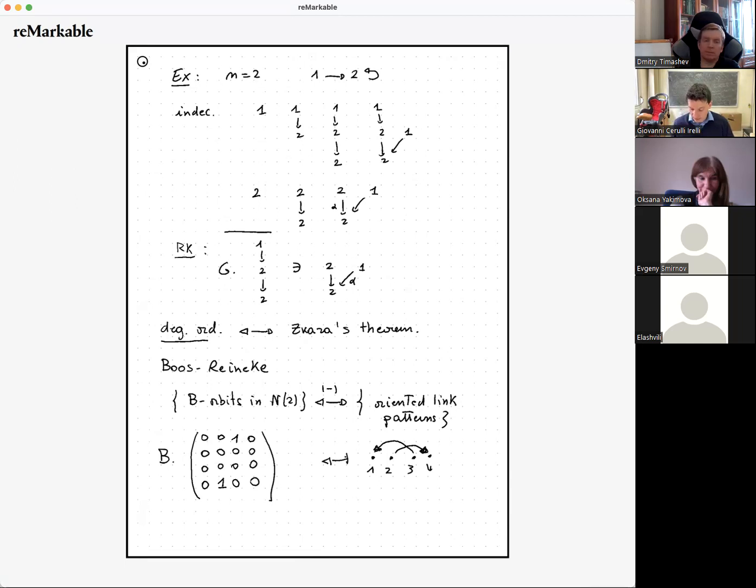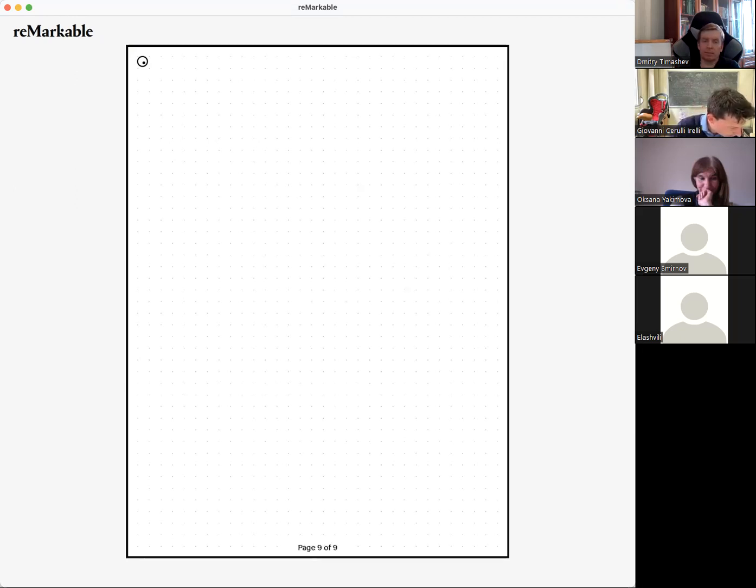Parameterizing B orbits with this combinatorial gadget is actually very nice, I think. But they also, using Zvara's theorem, can describe the degeneration order. So actually, let X be an oriented link pattern on n vertices, and A_X the corresponding matrix.